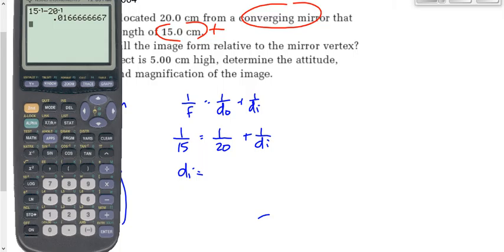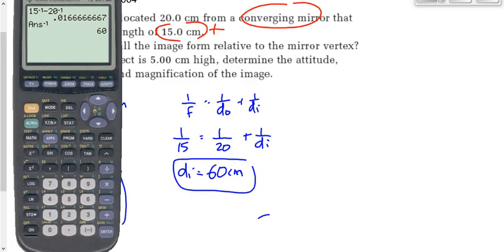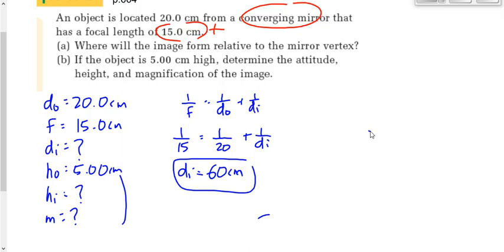Now, after you've pressed equals, I want you to press x to the minus 1 again. And you're going to get 60. So again, we said 15 x to the minus 1 subtract 20 x to the minus 1 because we had to subtract 1 over 20 from 1 over 15. It gives us 0.01667 on the left-hand side, and then we have to flip that over to get DI, and end up getting 60 centimeters. Got that? All right, so there's DI.